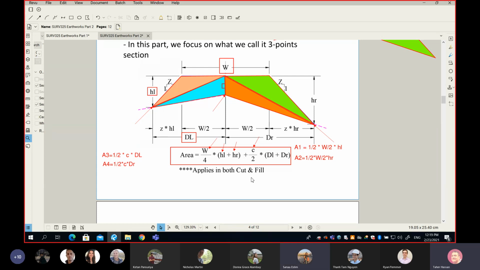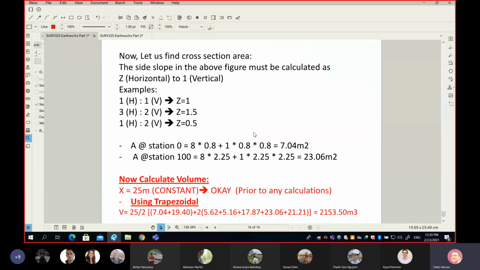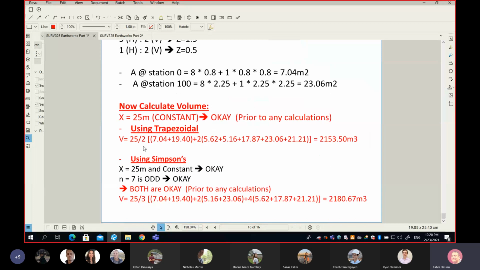Multiply by 25? So guys, if you remember, what we've done here is simply use the cross-section area in trapezoidal or Simpson to find the volume. Please look at my screen. This is how we found the volume based on the cross-section areas.